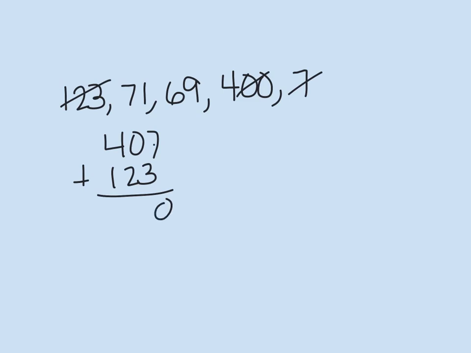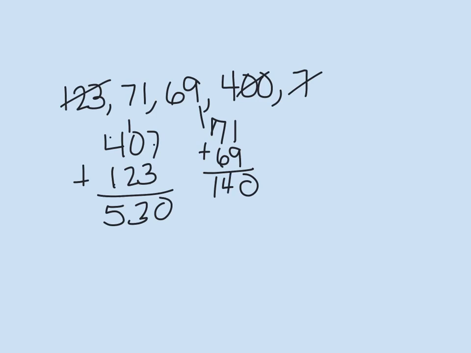7 plus 3 is 10, put the 0, carry the 1. 1 plus 2 is 3. 4 plus 1 is 5. That gives me 530, and then I still have 71 and 69 to add. And that gives you 140, because 9 plus 1 is 10, carry the 1, 12, 13, 14.